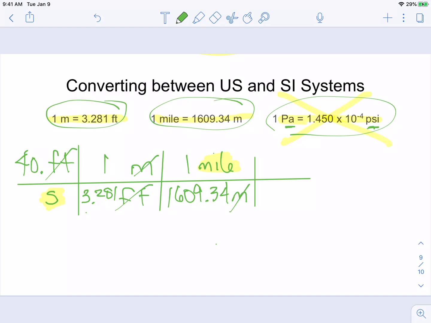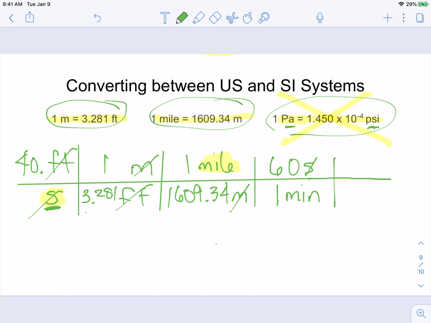Now, since seconds are in the denominator to start, to cancel them out, I would need to put them in the numerator. So I would say 60 seconds are in 1 minute. And my seconds cancel. Now I have minutes in the denominator. You can see this is taking forever. And this is not really a realistic problem, but one that gives you some practice with doing conversions.